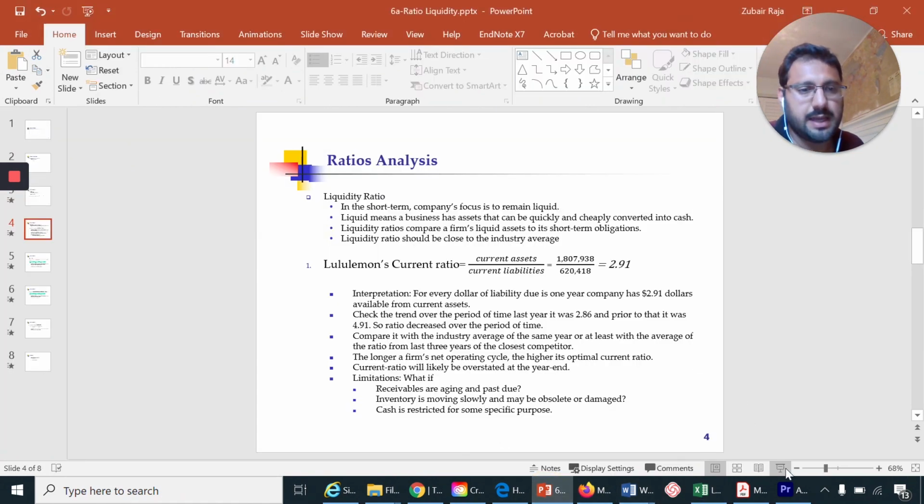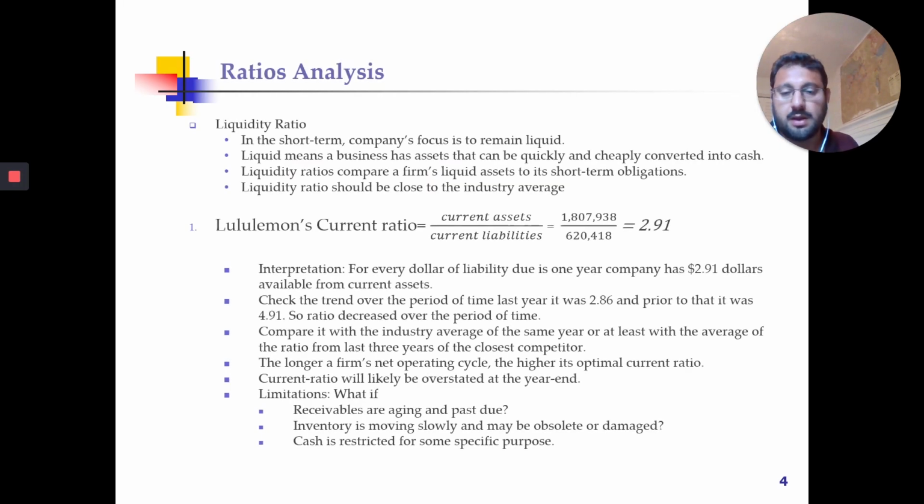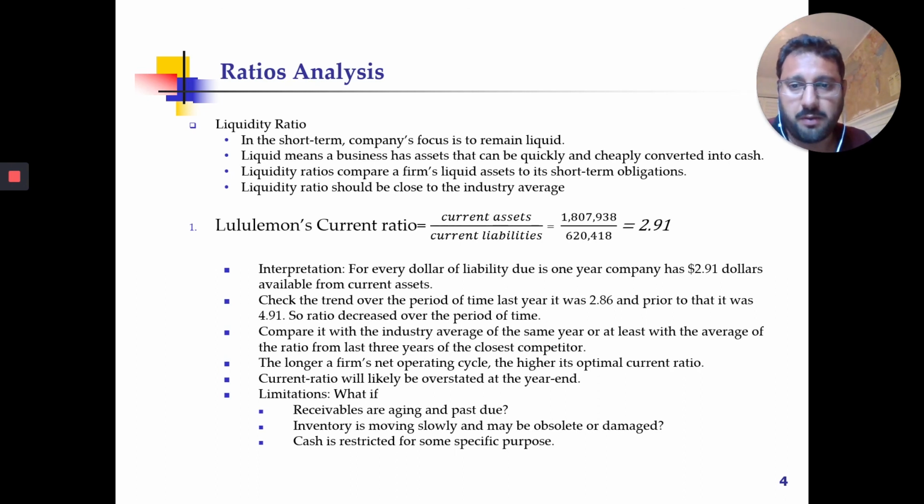Going back to the PowerPoint file, you need to understand that it is not necessary that in a given industry this current ratio will always be a higher number. For industries where the net operating cycle is small, the optimal current ratio can be even less than 1.